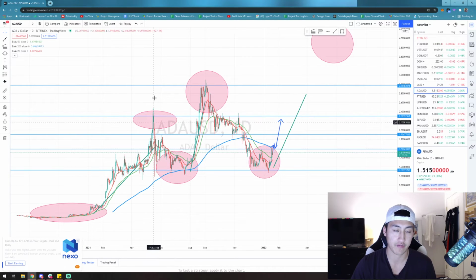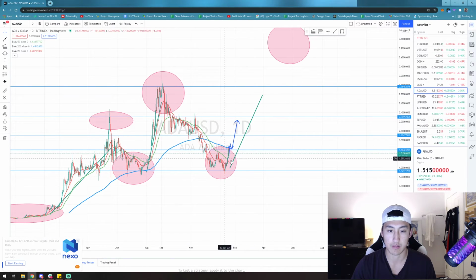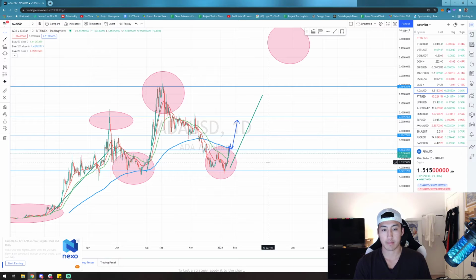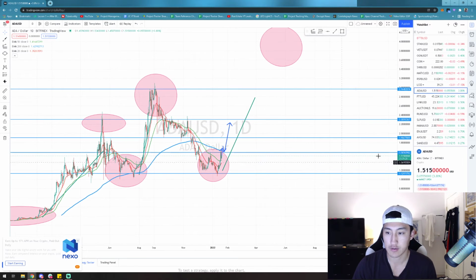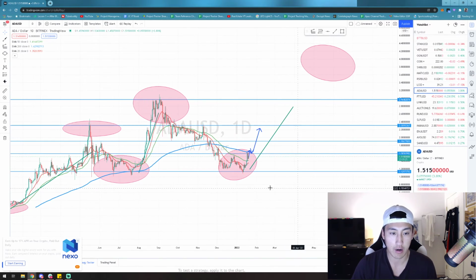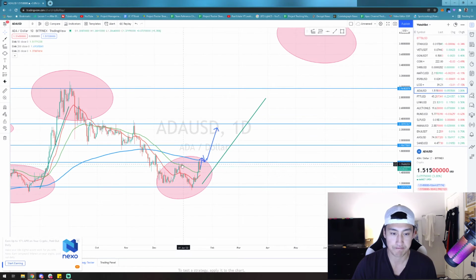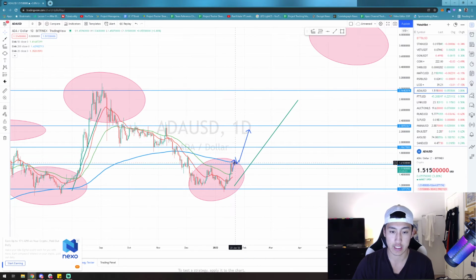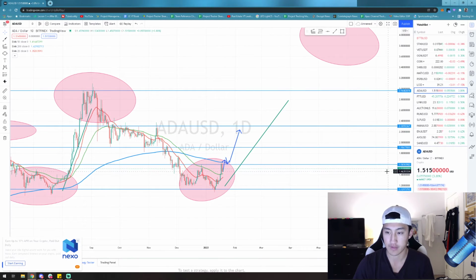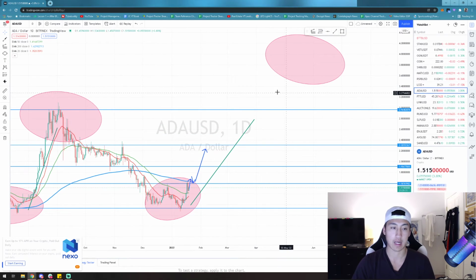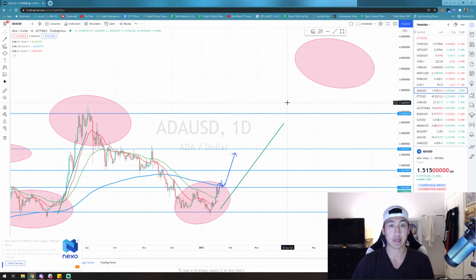But obviously the example that I'm providing is that we see a pattern here: accumulation, public participation, distribution, accumulation, public participation, distribution, and then accumulation. I could see it happening here for Cardano. So we just have to wait it out. Right now the price action needs to break out of this $1.58 level, and from there hopefully it all plays out, the public participation and then the distribution right after. So yeah, that's pretty much it.